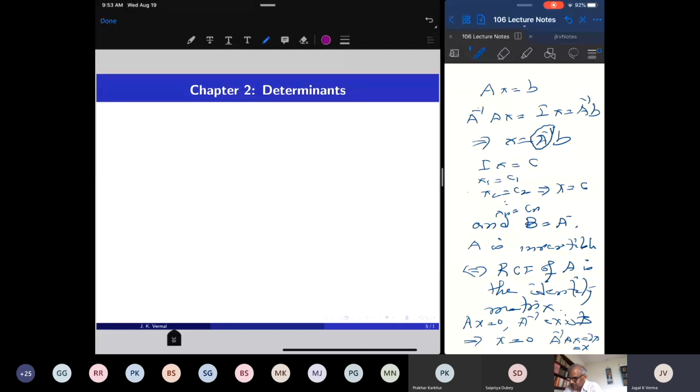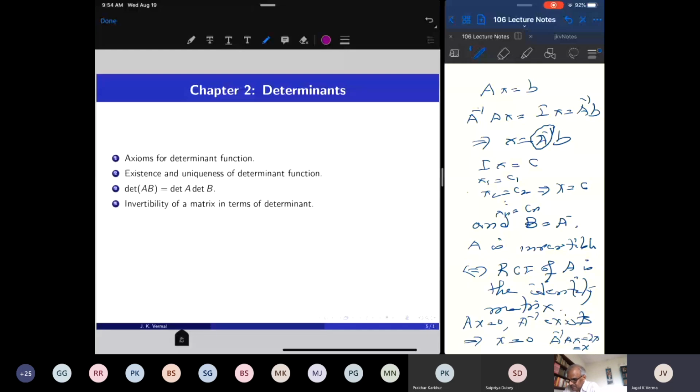So let's approach the theory of determinants in an axiomatic manner. I'm sure you will enjoy this new way of approaching determinants. Let's begin. We set up axioms of determinant-like functions, and then we will prove the existence and uniqueness of this. We will prove that the determinant of a product of two matrices is the product of their determinants. Then invertibility of a matrix in terms of the determinant: we will show that the determinant is non-zero if and only if the matrix is invertible.